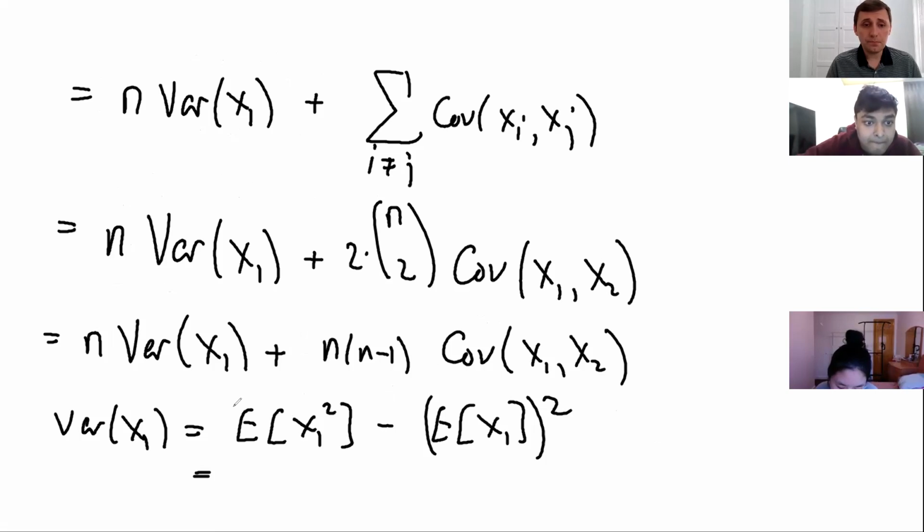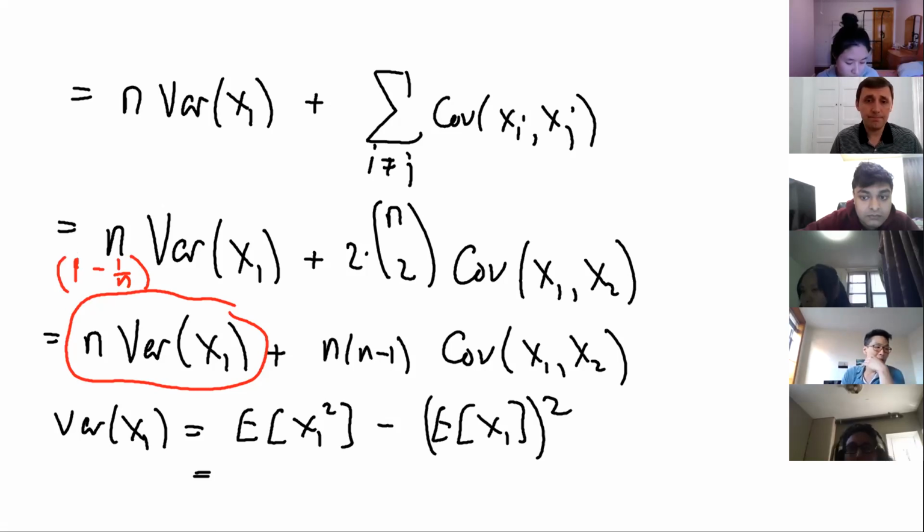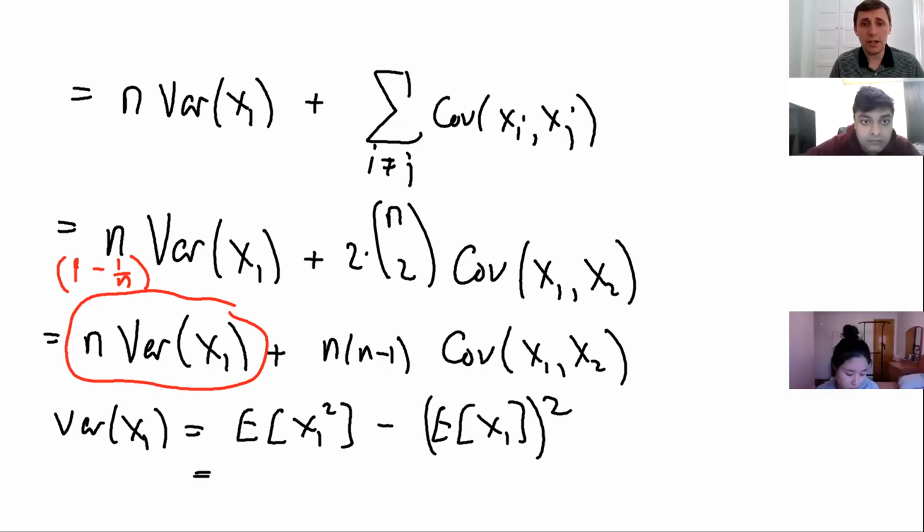Okay, so look what we have here. We multiplied by n, right? So the first part becomes simply 1 minus 1 over n. Do you agree? Because we multiply by n. It's 1 minus 1 over n. Now we need to deal with covariance.